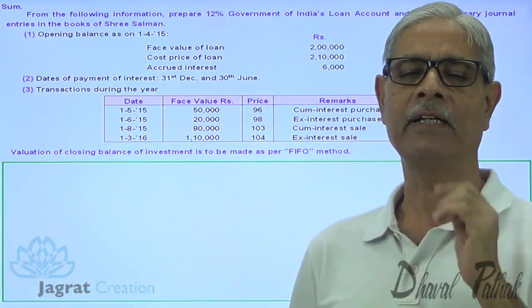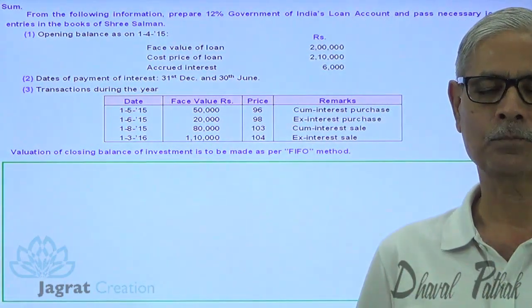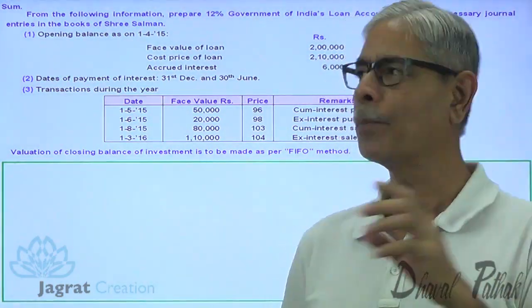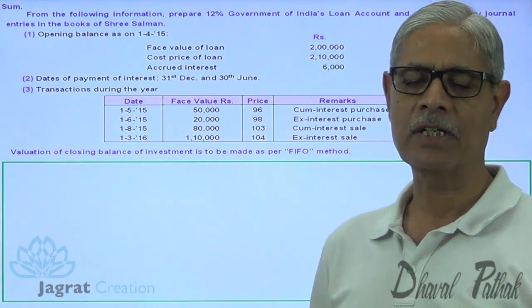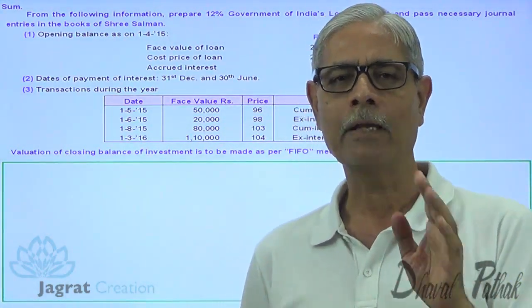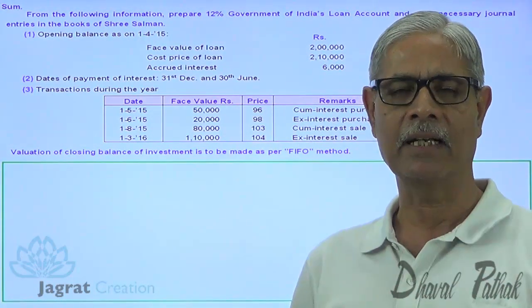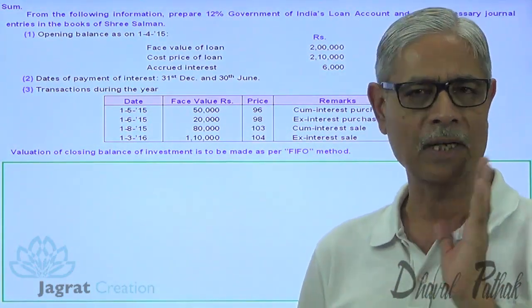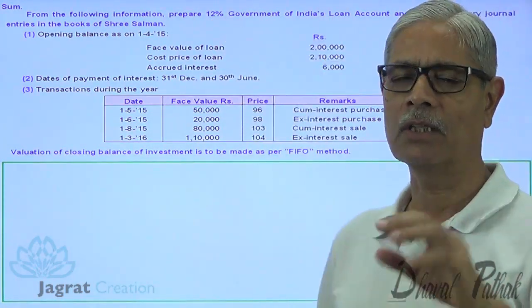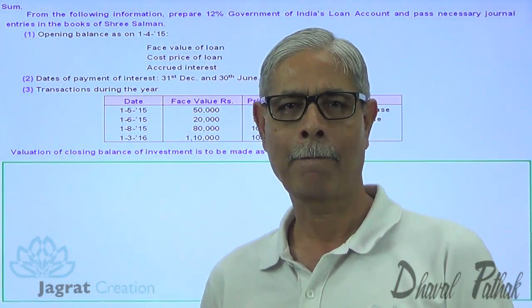Who will receive interest? 6 months interest is paid by the loan. By this government loan administrator, the interest is paid on 30th June and 31st of December. I, being an investor, will receive that interest on 31st of December and 30th June, right? The interest will be calculated at the rate of 12% on the face value. That is also fine.